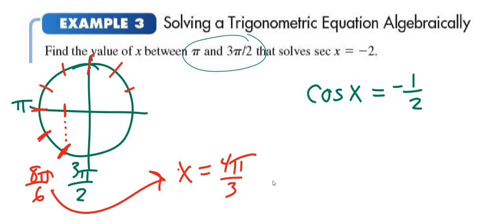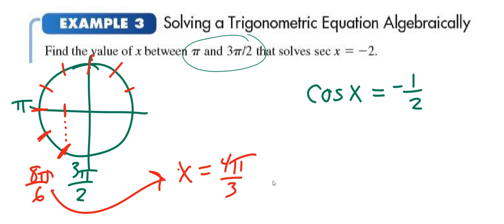Now, is there another place on this circle that has the exact same x value? If so, what is it? 2 pi over 3, thank you very much, right?